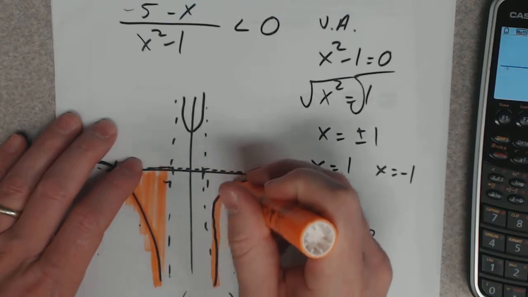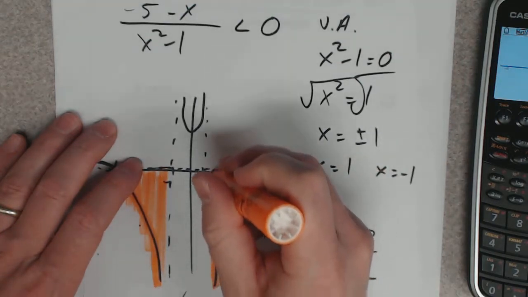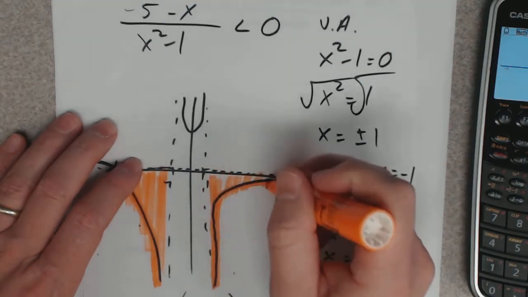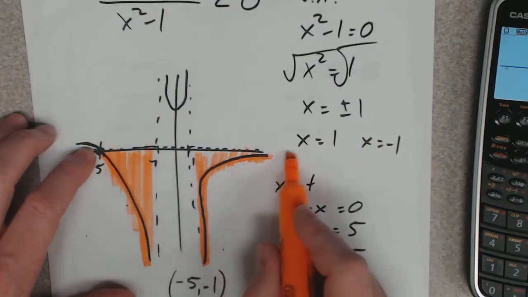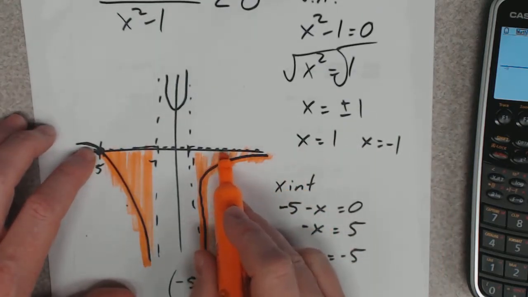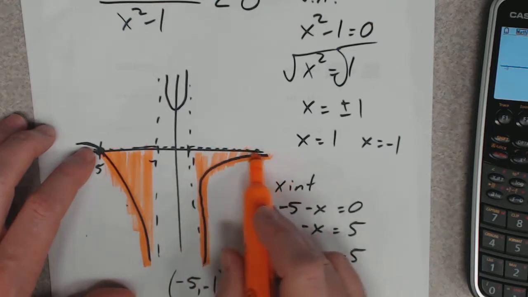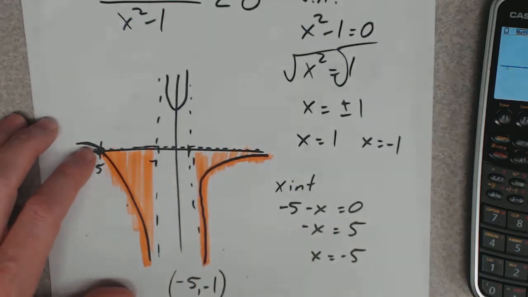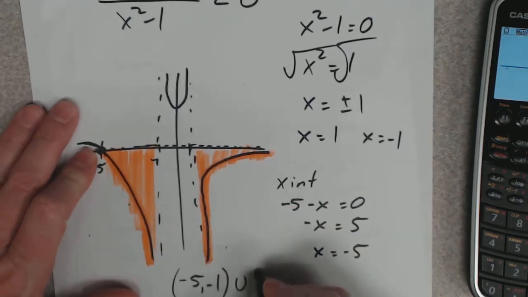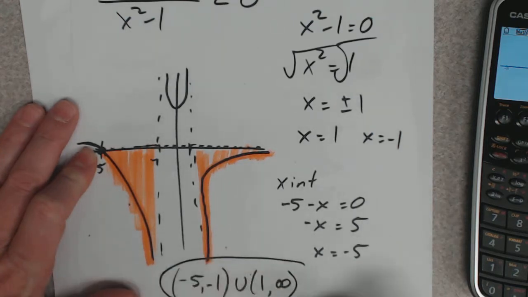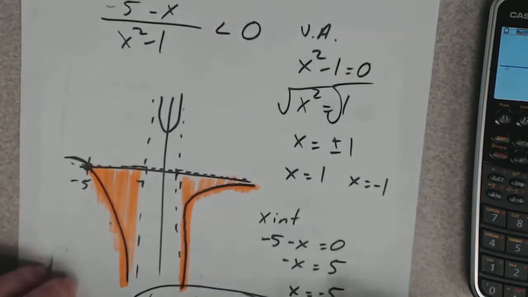I want all of this little guy here. Well, he goes from 1 all the way to infinity because there's no other x-intercepts. So he's gonna hug the horizontal asymptote, but he's never going to cross the x-axis. He'll never cross the axis. So from 1 to infinity. Right?